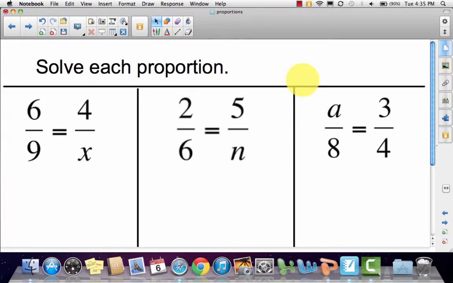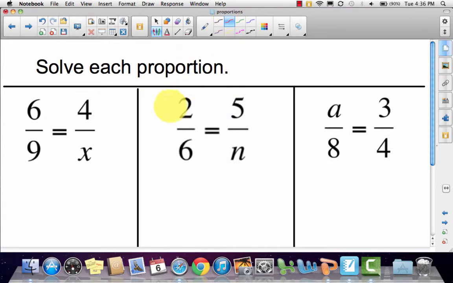Okay, so what we have here are proportions, and I need you to keep in mind that a proportion is two equivalent ratios. So your job is to determine what number I can replace this variable with so that these two ratios are equal to each other. And we have a way of doing this that's very algebraic.